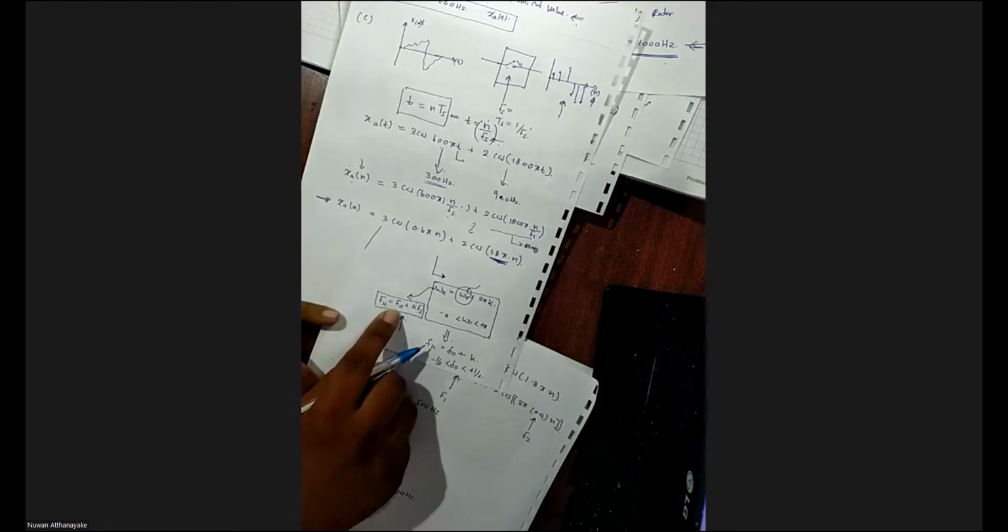That F naught value you can find using this identity: Fk = F naught + k Fs. Your Fk is 900 hertz, and F naught you don't know. So first apply k equal to 1. Then your Fs is 500, and you will have F naught as 400 hertz. Are you okay with this?